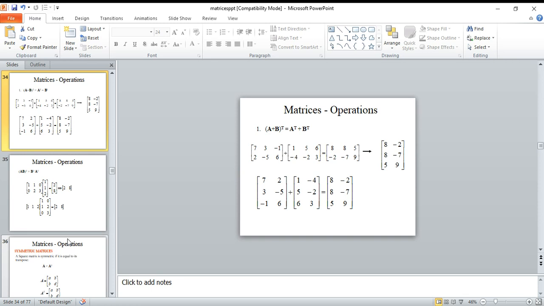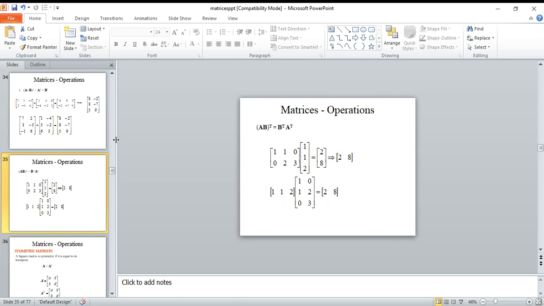2 minus 4 is minus 2. 3 plus 5 is 8. Minus 5 minus 2 is minus 7. Minus 1 plus 6 is 5. 6 plus 3 is 9. Same result. (A + B) whole transpose is equal to A transpose plus B transpose. Property satisfied. Next, (AB) whole transpose is equal to B transpose into A transpose.